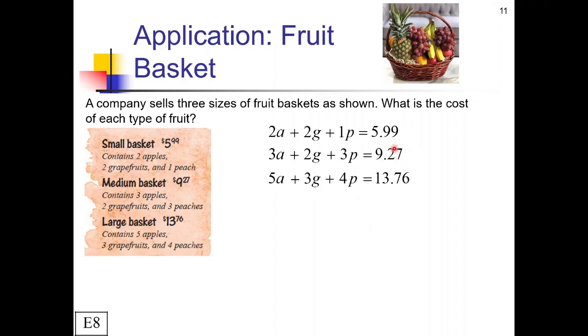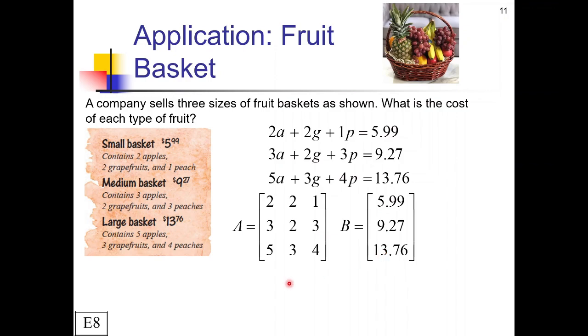So these numbers would be kind of nasty to work with if we were not using a calculator, but we are. So let's set up our A matrix. That's our coefficients. So we've got 2, 2, and 1, 3, 2, 3, and 5, 3, and 4. So those are pretty innocuous looking. For the B matrix, though, we've got these crazy decimals, 5.99, 9.27, and 13.76. Just like before, we set up the equation AX equals B and multiply both sides by A inverse. And now let's go to Desmos to put all this in.